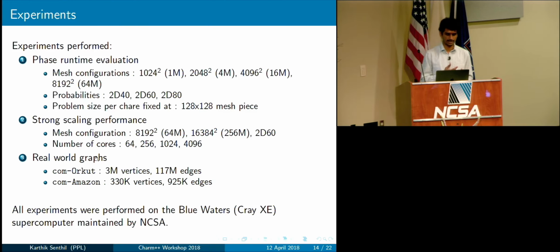Second, we did a strong scaling experiment where we used two meshes of 64 million and 256 million vertices sized graphs and a probability of 60%. And we increased the number of cores from 64 all the way up to 4K cores. And we also did some real-world graph analysis using COM-ORKUT, which is basically the social network graph, and COM-Amazon, which is the product correlation network graph. And these are pretty big graphs, and these were borrowed from the SNAP dataset available publicly. All these experiments were performed on the Blue Waters supercomputer maintained by NCSA.